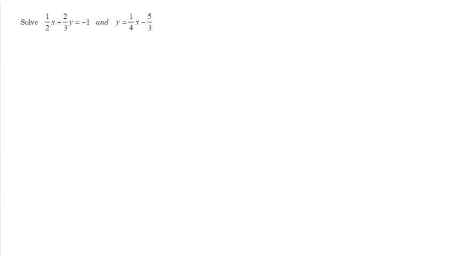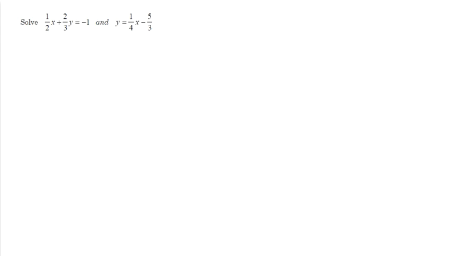So a couple things going on. First, this is a nice system because it's actually got one that's already solved for y. So we already have one variable isolated, or by itself. So that's good. We don't have to do that step. But something that some people like to do in terms of dealing with fractions is actually just not deal with fractions.